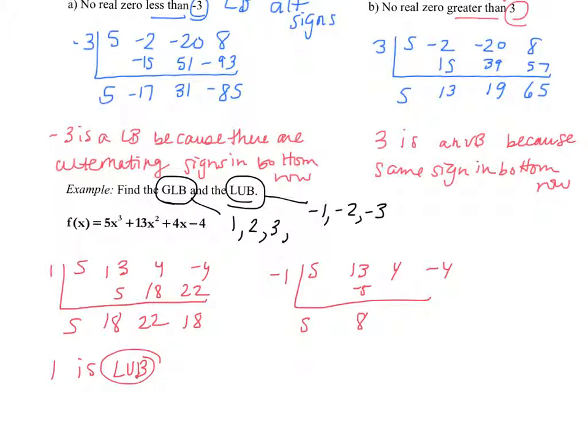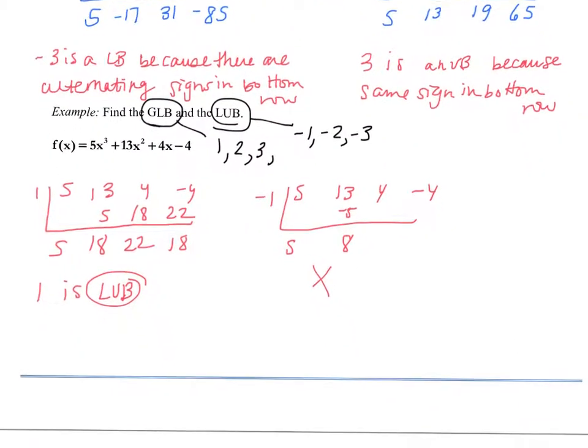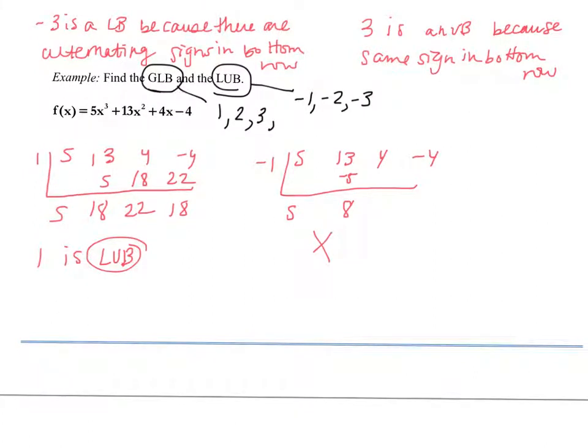Now right here, I can stop because I do not have alternating signs. Since I don't have alternating signs, that is enough right now for me to determine that this is not a lower bound. Now I'm going to go ahead and continue the process with -2. Again, I can see that this is not going to work and give me my lower bound. So I erase, and now I try -3.